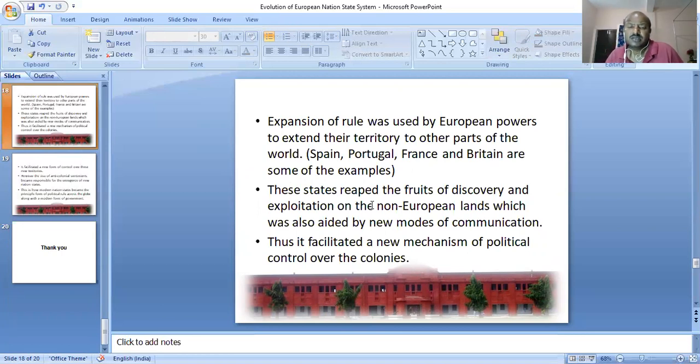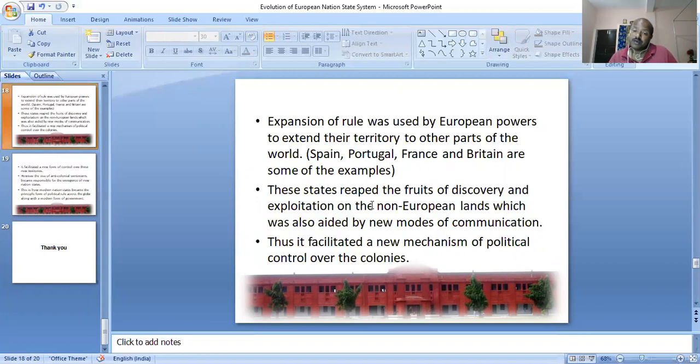So these states reaped the fruits of discovery and exploitation on the non-European lands, which was also aided by new modes of communication, right? I mean, the states which never participated in war were actually reaping the fruits of discovery and exploitation on the non-European lands. So non-European lands were an experimenting ground, and Europe was hugely successful in these kinds of things. That facilitated a new mechanism of political control over the colonies.